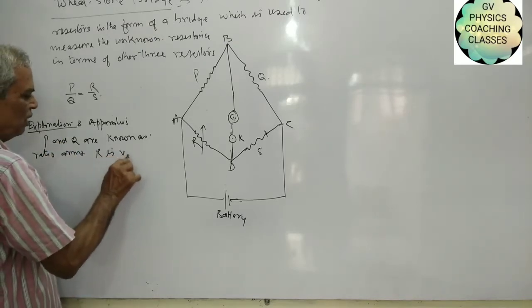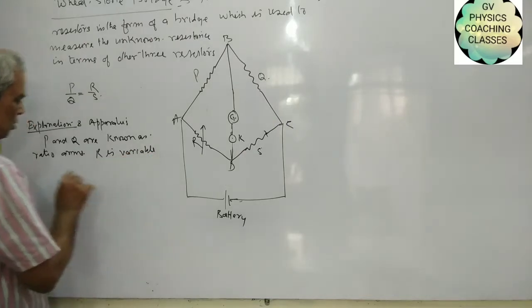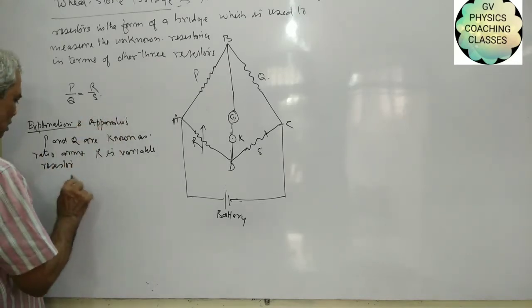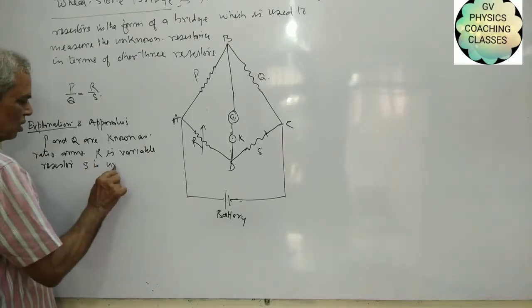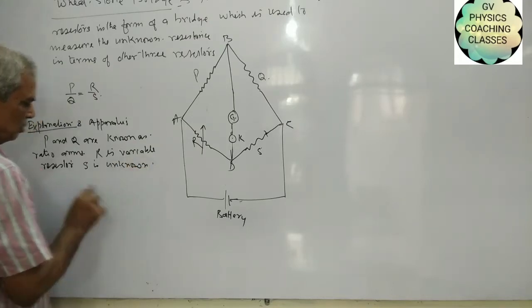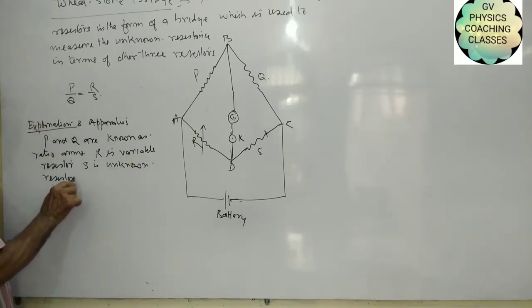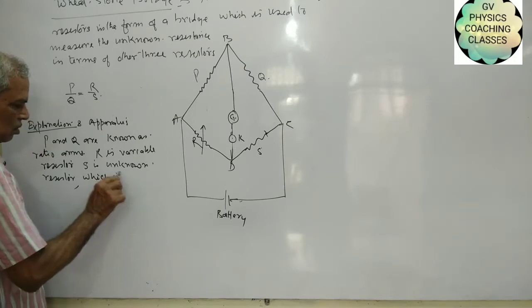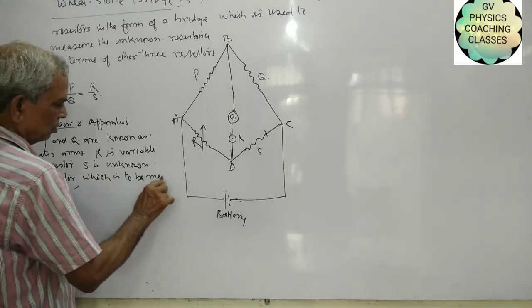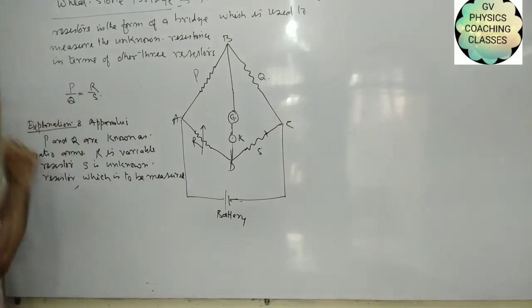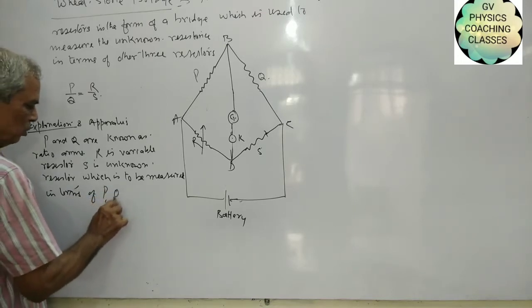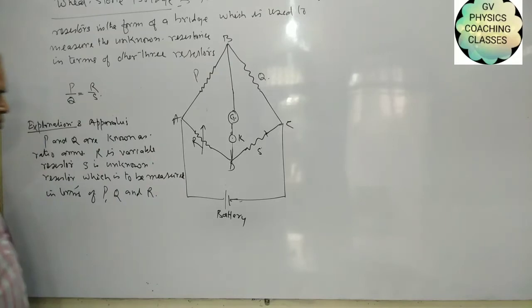R is variable resistor. And S is unknown resistor, which is to be measured in terms of P, Q and R.